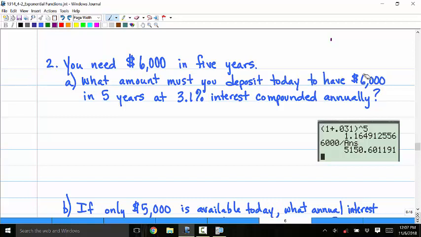You need $6,000 in 5 years. How much must you deposit today to have $6,000 in 5 years at 3.1% interest compounded annually? That's the big clue as to what formula you're going to use. You're going to use A equals P parenthesis 1 plus R over N to the NT. Go plug stuff in where you need to plug it in.